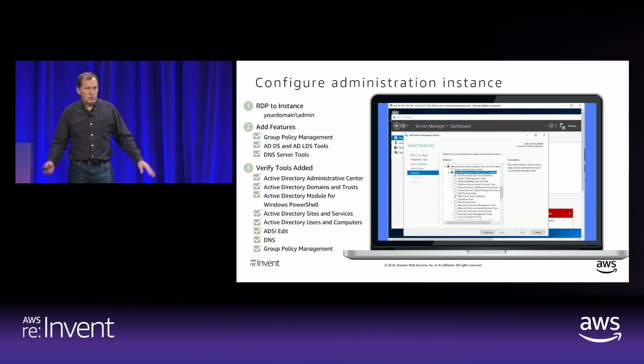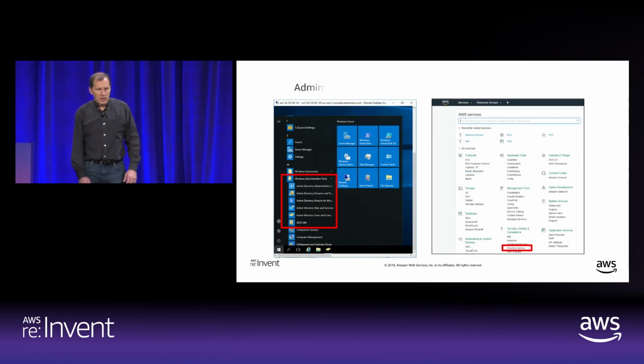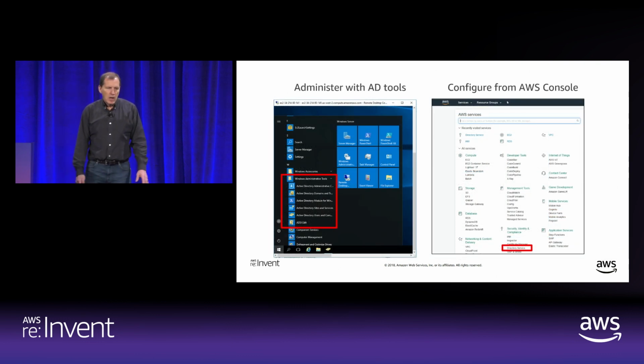You can administer your users and take off and go with the product. So when you administer things, there's the configuration part of it, which is setting up trusts, configuring which AWS applications can use the directory, setting up monitoring and those kinds of things. That's done through the AWS Directory Service Console. And then for administering users in sites and services, those kinds of things, you can use the AD tools that are running on your Windows instance.